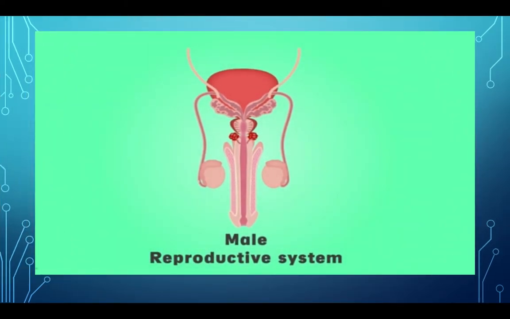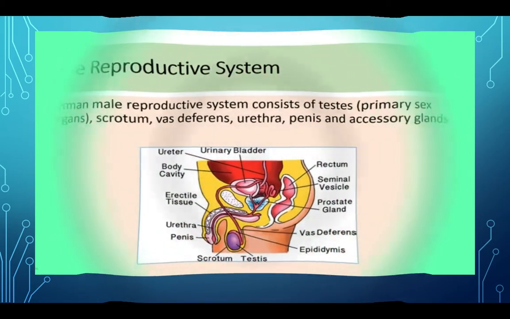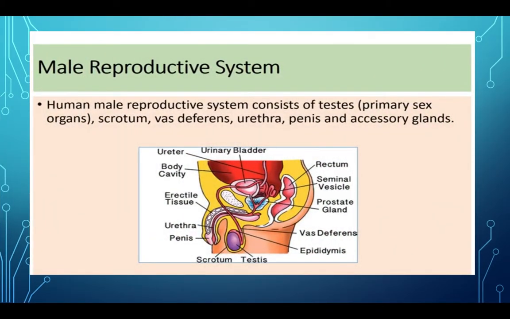First, let's see about the male reproductive system. The human male reproductive system consists of testis. I told you primary and secondary sex organs are there, right? So, for the human male, the primary sex organ is testis. Important, one word. Along with that, scrotum, vas deferens, urethra, penis, as well as accessory glands are there. Here the primary sex organ is testis for the male.